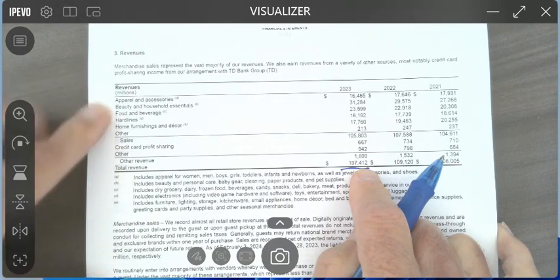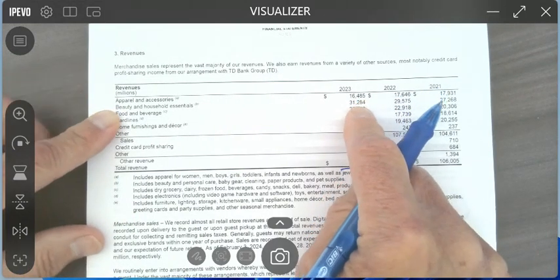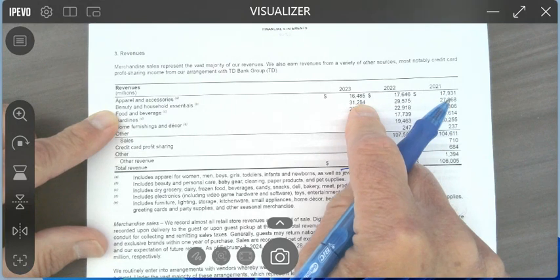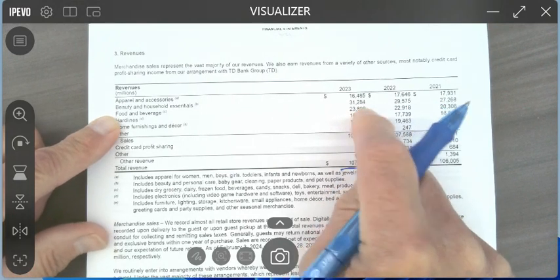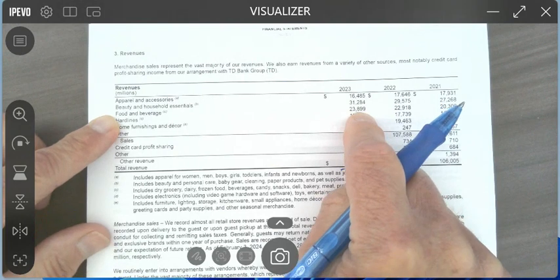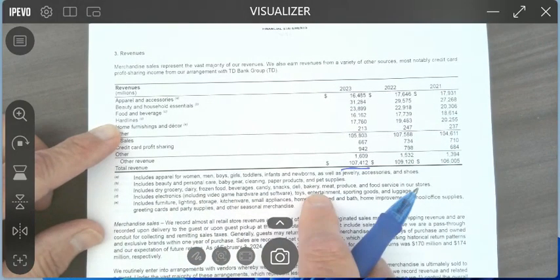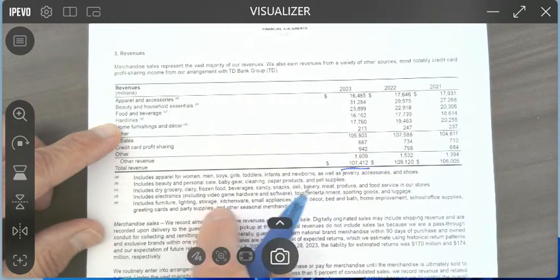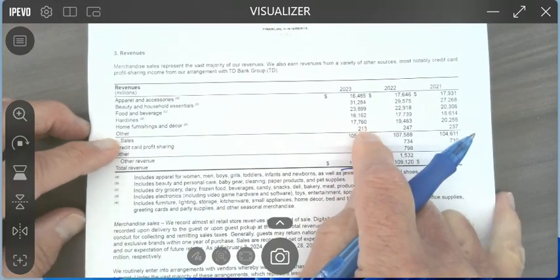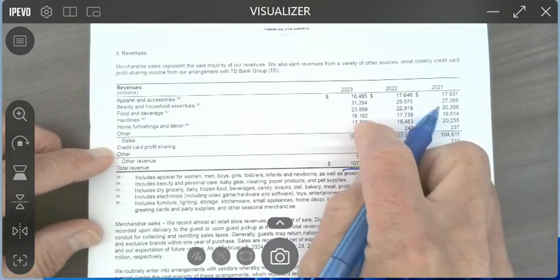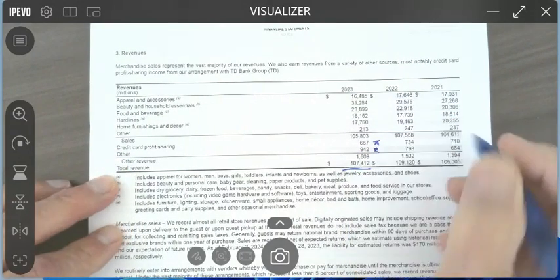How does that break down between the departments? Well, clothes, 16.485 billion. Beauty and household essentials, toothpaste, paper towels, etc., 31,284,000,000. Food and beverage. The grocery store in Target generated sales of 23,899,000,000. Hard lines, that includes electronics, toys, entertainment, sporting goods, and luggage. And then electronics includes the video game hardware and software. Home furnishing and decor. And then other miscellaneous stuff of 213 million. Okay. And then there's credit card profit sharing and other of 942 million.